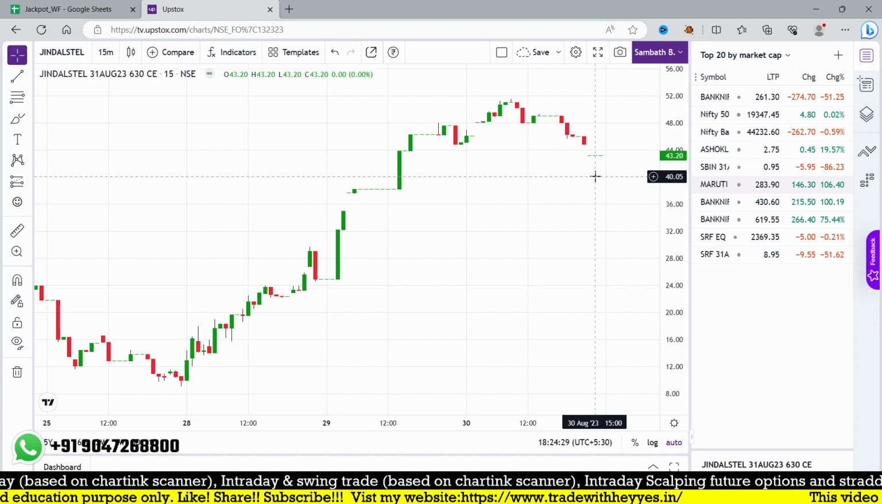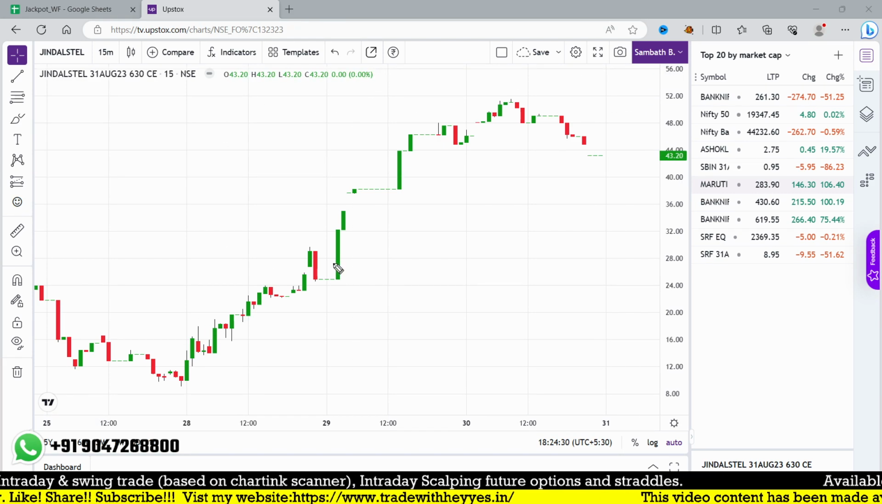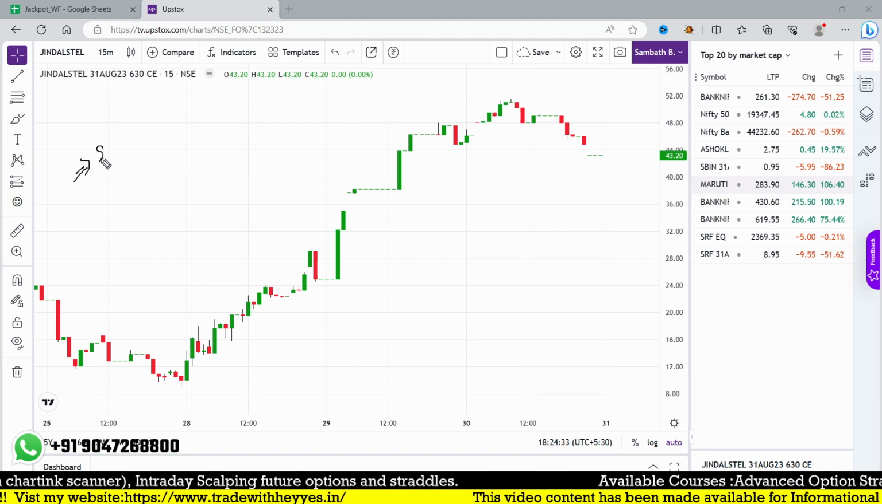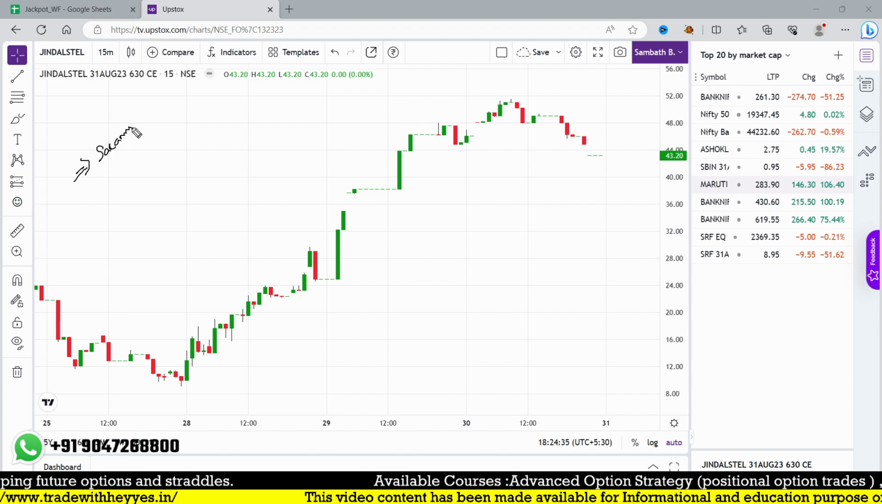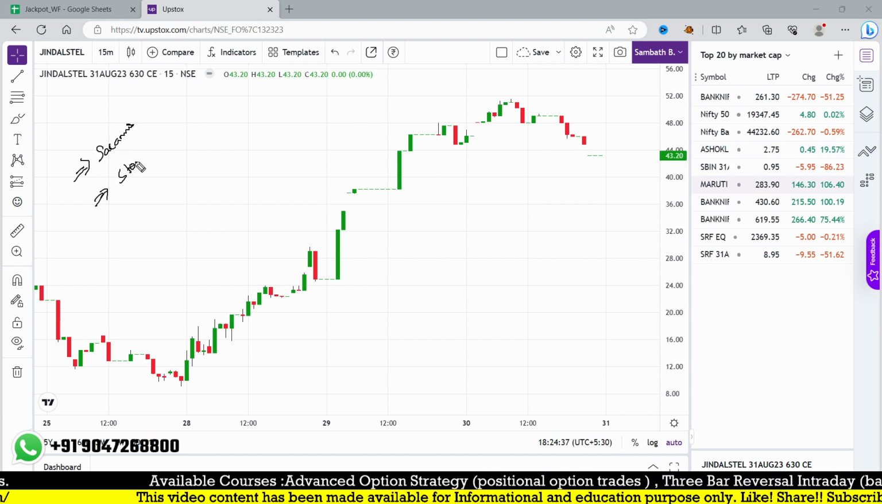So the main concept by using the Google Sheet is a scanner. First thing is about the scanner of the F&O list stock option scanner.